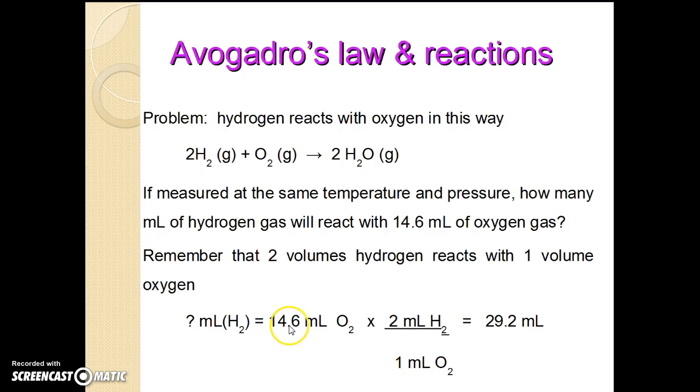When we make that happen, milliliters of oxygen over milliliters of oxygen is 1. It cancels out. We're left with 29.2 milliliters of hydrogen gas. This is how you solve problems involving volumes of gases reacting at the same temperature and pressure, often called volume-volume problems.